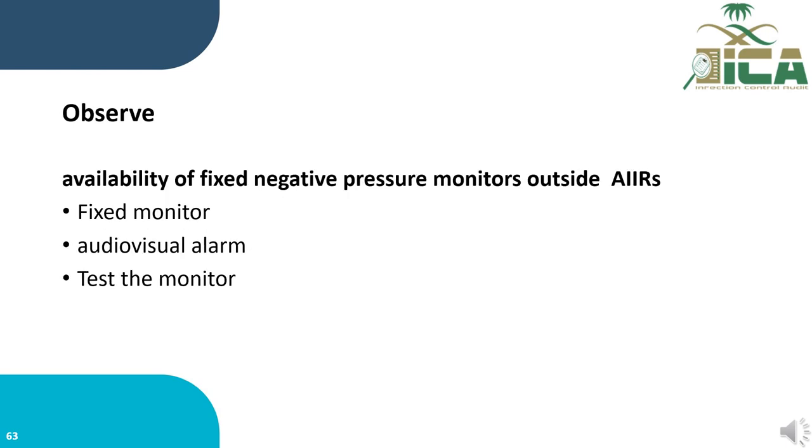You need to observe the availability of a fixed negative pressure monitor outside the airborne infection isolation room. A fixed monitor should be installed outside each room in the corridor to monitor the pressure difference between the room and the corridor, with an audio-visual alarm when the ventilation system fails. You can also test the monitor to ensure the alarm works by keeping the door of the room open for a few seconds.